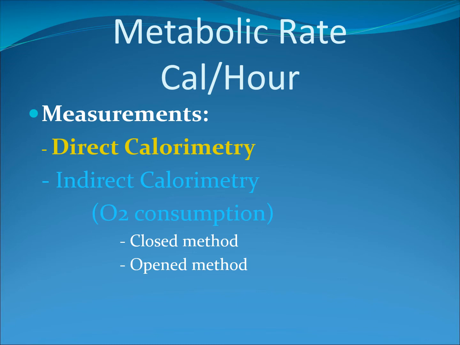So as units for measurements of metabolic rate, we have it in the form of calories per hour. Pay attention to Calories with the capital C, which refers to kilocalories. How are we measuring the metabolic rate? We have direct methods for measurement of metabolic rate, and we have indirect methods for measurement of metabolic rate.